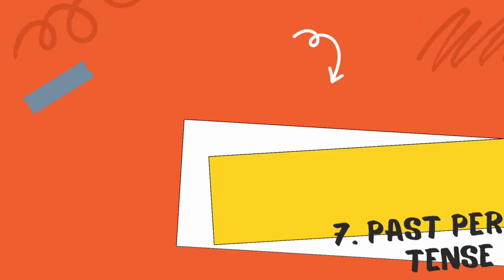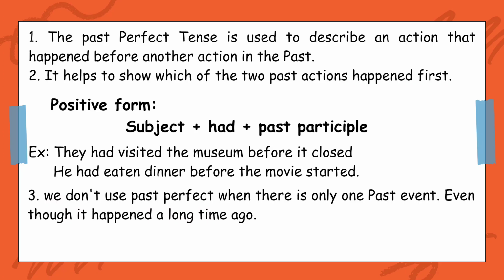Past perfect tense. The past perfect tense is used to describe an action that happened before another action in the past. It helps to show which of the two past actions happened first. So the structure is subject plus had plus past participle. Example, they had visited the museum before it closed. He had eaten dinner before the movie started.